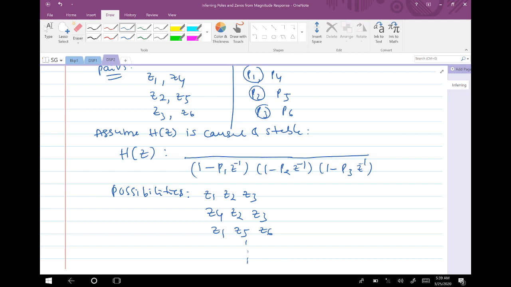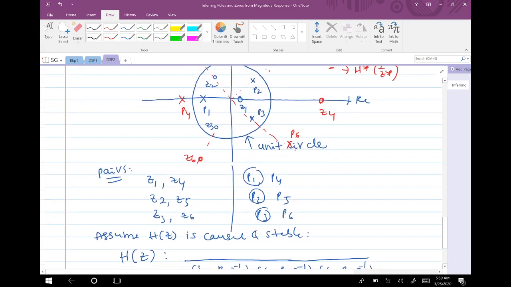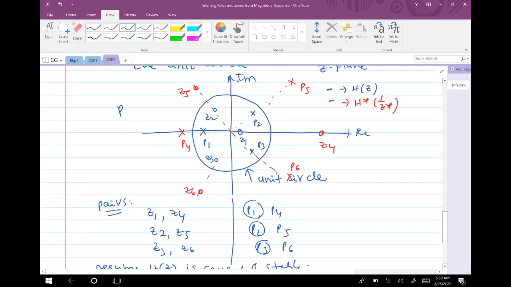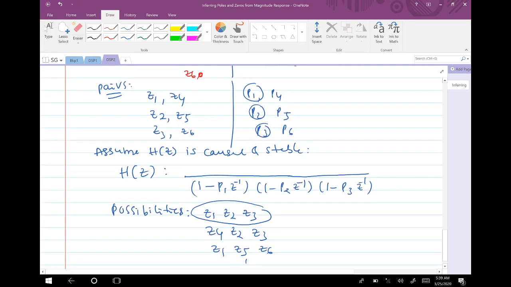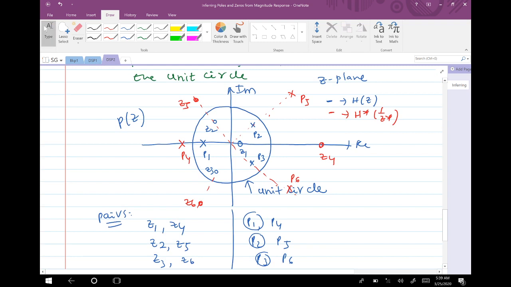Suppose I know that its inverse is also causal and stable, then I could already narrow down to Z1, Z2, Z3, and I could right away infer what the poles and zeros of H of Z are, given the pole zero plot of P of Z here. We will anyway discuss it further, and you will understand the importance of the study once we move on to the next couple of classes. But I hope it is clear here.